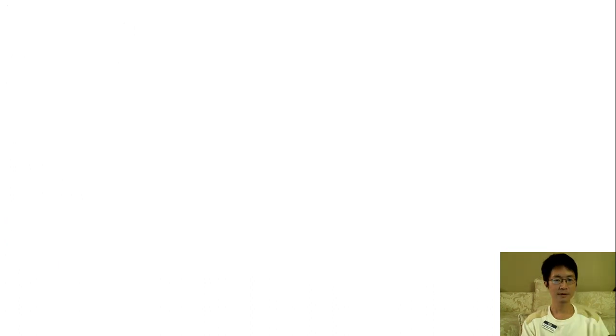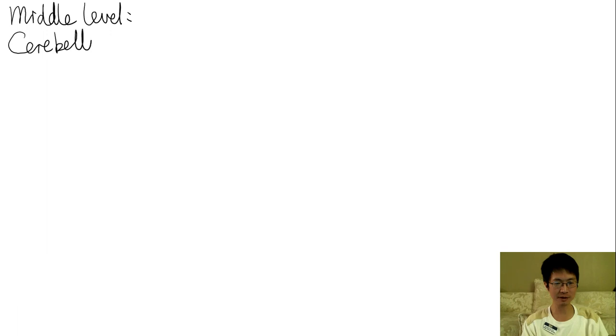Okay, let's continue with the middle level of the motor control. Another structure in the middle level is my favorite structure. Okay, my favorite structure. What is my favorite structure? Cerebellum. Cerebellum in Latin means little brain. Okay, I mentioned that before. Remember, we talked about intention tremor.